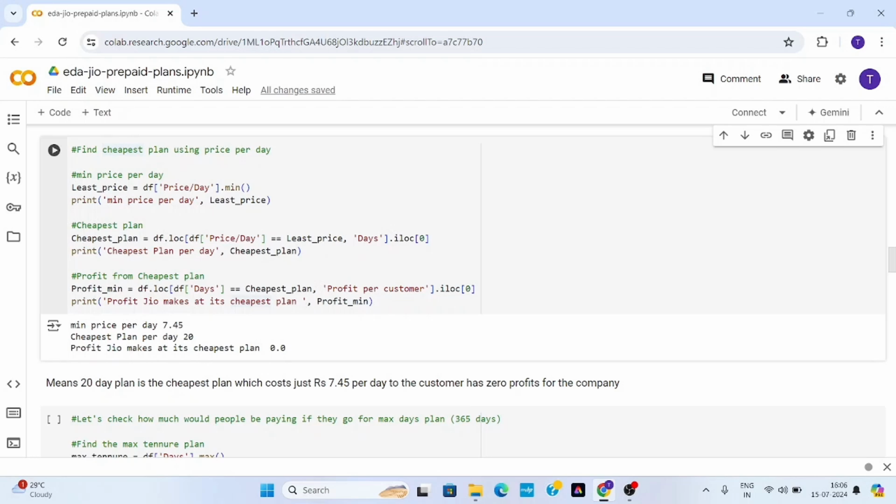This is the concept: just see the cheapest plan and see the profit per customer. But unfortunately, Jio is getting 0 rupees profit from this plan.